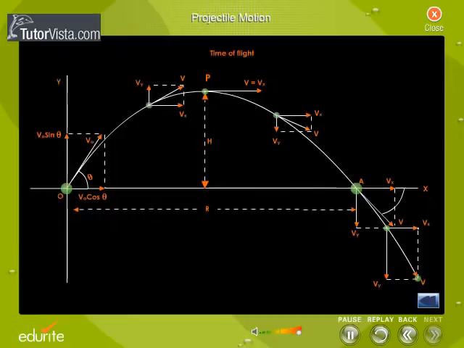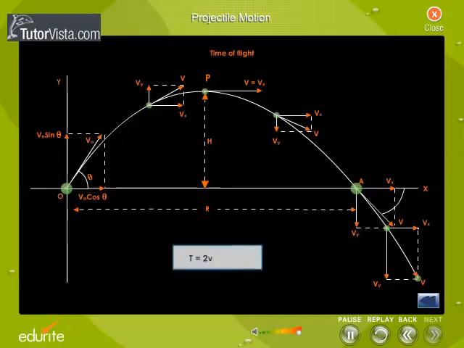Time of flight. Time of flight of a projectile is the time taken by it from the instant when it is projected to the time when it strikes the point in a horizontal plane passing through the point of projection. T is equal to 2 v0 sine theta by g.